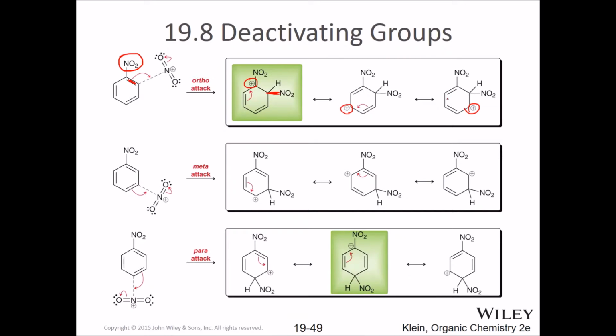I hope you're drawing these out. On a blank sheet of paper, you should close everything up and draw it out. Then go back through and look at your structures and make sure they're legit, all the formal charges and all the bonds. So if it goes to the meta position, we've got a plus charge here, here, and here. And if it goes para, here, here, and here.